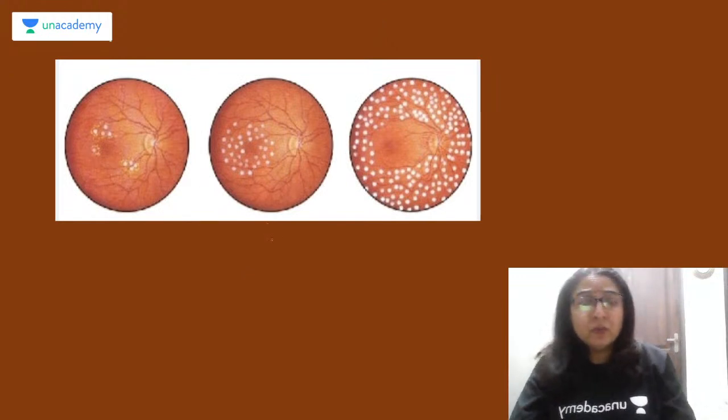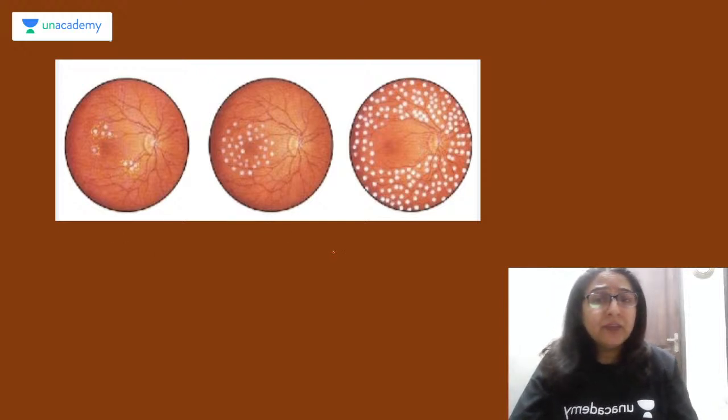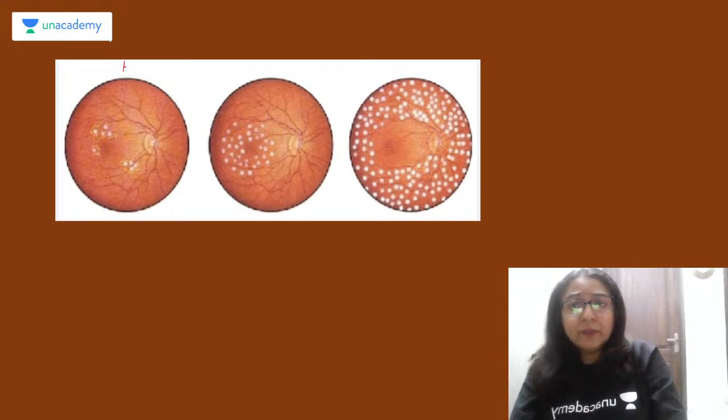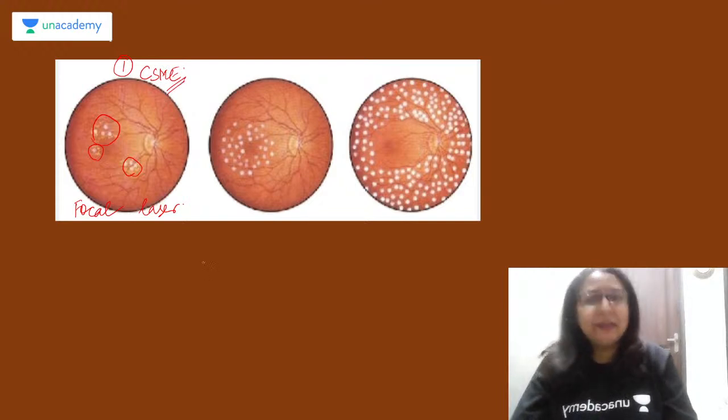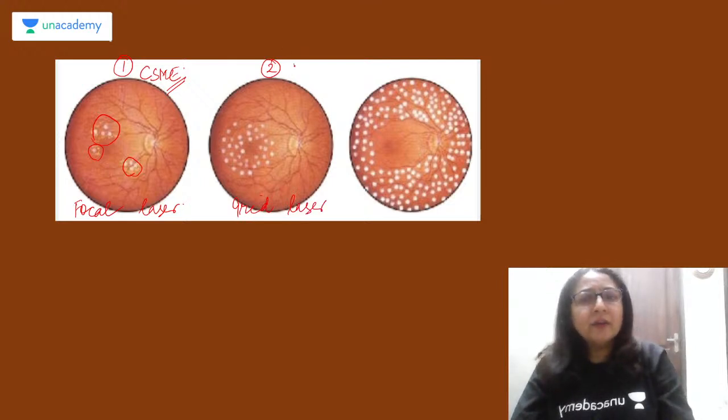This image is showing you how the laser is applied in the case of diabetic retinopathy. Okay, so this first image, as you can see here, the laser has been applied in focal areas. So this is your focal laser, which is done to ablate the leaking microaneurysms in the case of clinically significant macular edema, focal type. Okay, second image is showing you again the laser in the macular area, but it is applied in a grid-like fashion. Okay, so this is your grid laser. This is again done for the CSME, clinically significant macular edema.